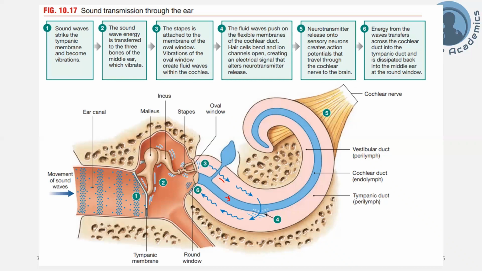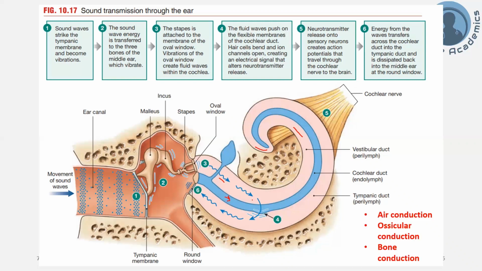So there are two pathways which the fluid waves can take. They can push down on these membranes and cause the receptor potential to be generated in the hair cells, or these waves can move in the vestibular duct all the way to the helicotrema, then move to the tympanic duct and then to the round window. These waves can take these two pathways.